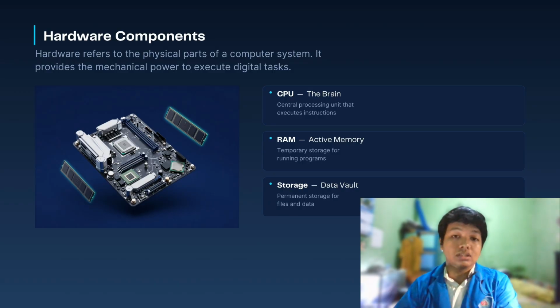The first one is the CPU, which acts as the brain by processing every instruction. The second one is the RAM, which provides short-term memory to handle your current work quickly. And the third one is the storage, like an SSD or hard disk (HDD), where all your photos, documents, and the operating system are saved permanently.